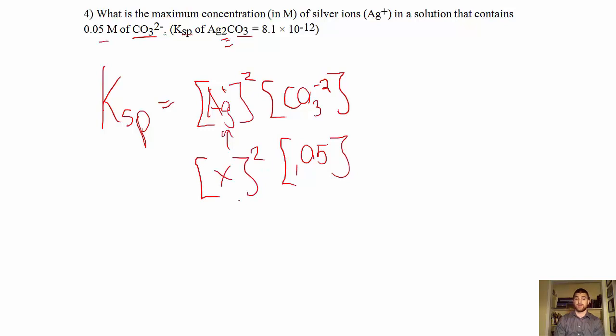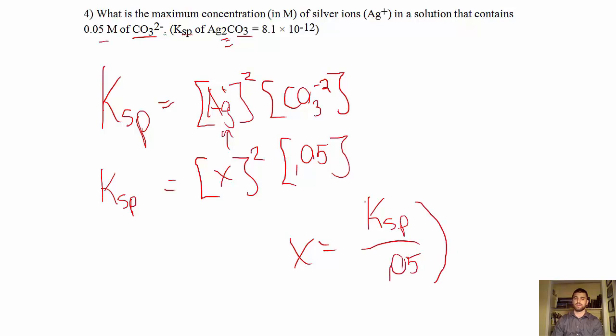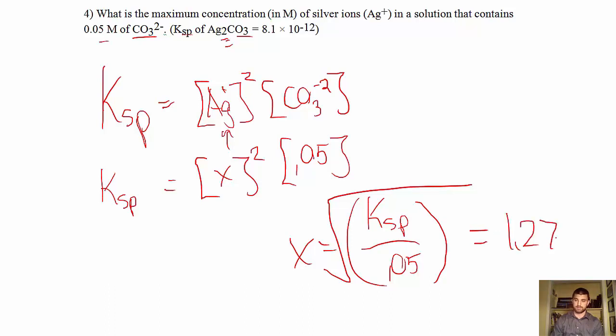And that's going to be squared. So now we just got to do a little algebra. You get X equals the Ksp divided by 0.05, and then that whole thing is square rooted, so that we get X by itself. So now it's just a plug and chug, right? And we get 1.27 times 10 to the minus 5.